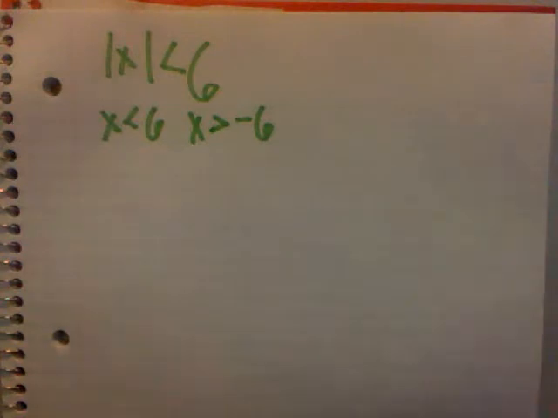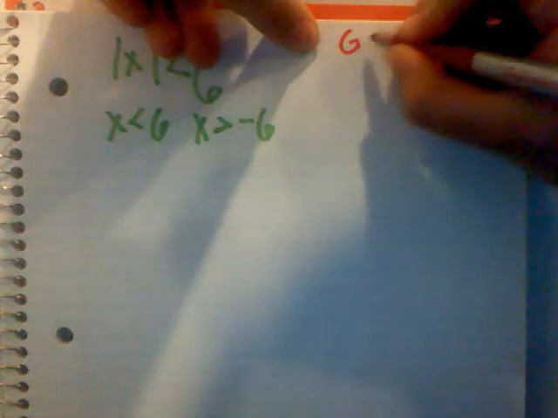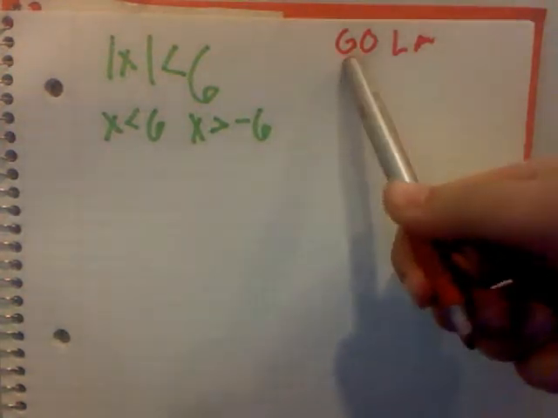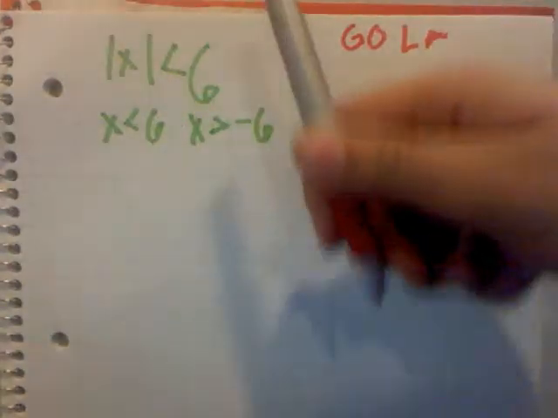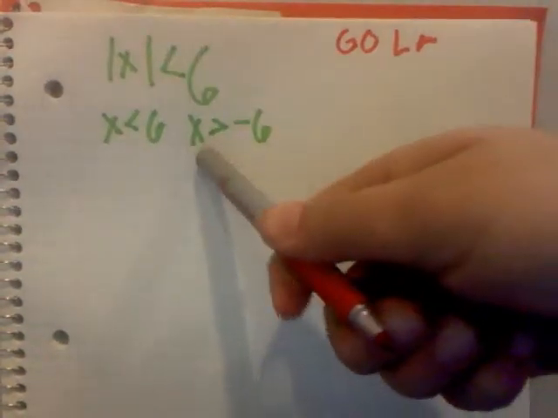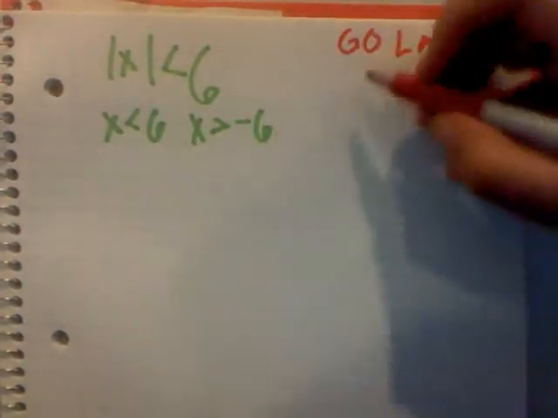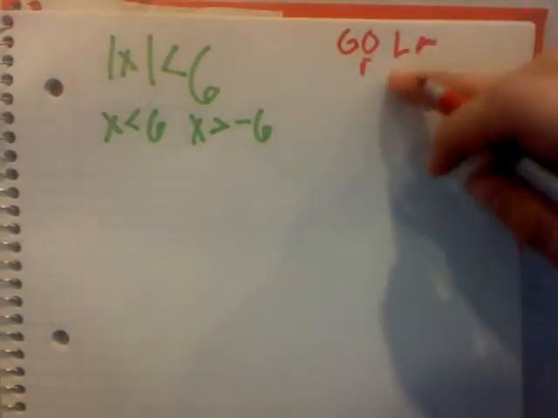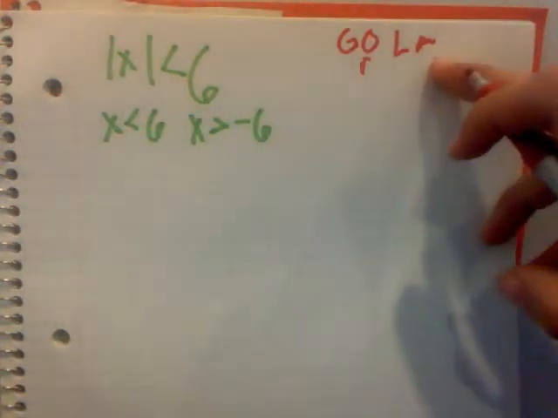Now, before we go on further, we want to write this correctly. And there is this. This is how I remember it. Go LA. G stands for greater than. So if you had a greater than sign or greater or equal sign, it's going to be an or statement. If you have a less than sign like that, you will get an and statement.